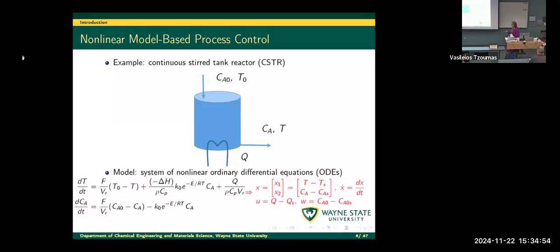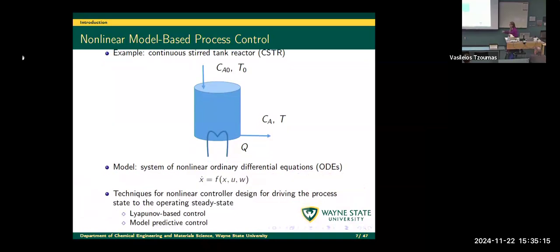X dot is its time derivative. U is our inputs to our process, which for this example might be the heat if we're able to adjust that into our reactor. And then W is our vector of disturbances, which in this example, if, for example, the reactant concentration in the feed was changing, maybe due to our feedstock not being uniform, but we're not able to actually adjust that, now it's our disturbance.